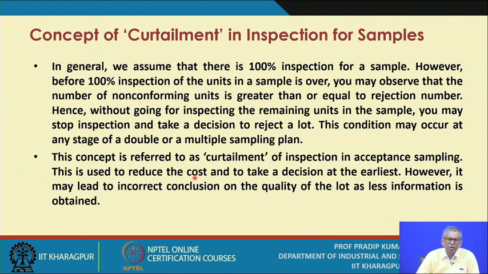In many cases, in real world situations, many a time the management may prefer to opt for curtailment of inspection, because you have to take a decision immediately if there is an urgency. This is used to reduce the cost and take a decision at the earliest. However, it may lead to an incorrect conclusion on the quality of the lot as less information is obtained. That is obvious, but that is not the main purpose. Here is a case where you have to take decisions immediately, so for those cases you may opt for curtailment of inspection.